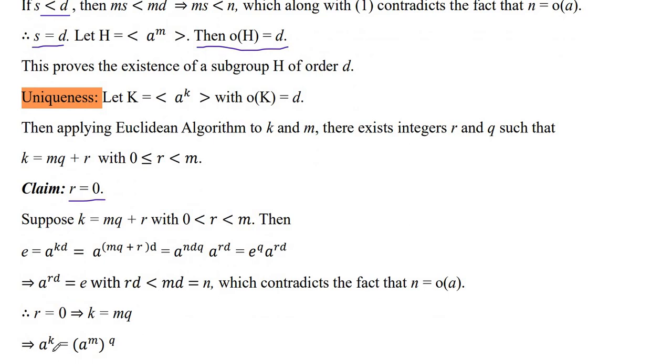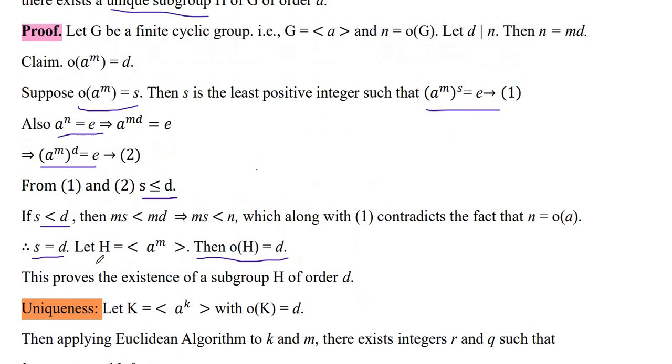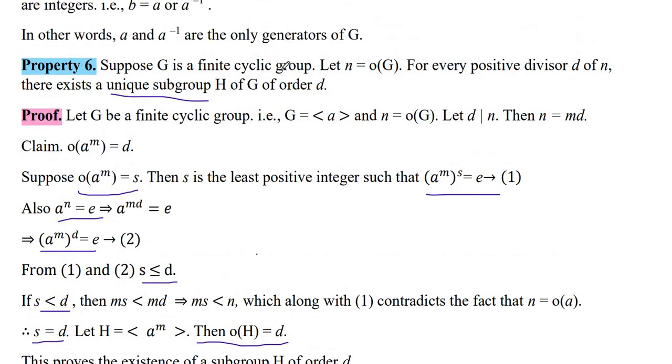So you have a^k to be (a^m)^q, which is nothing but a member of H. So every element of K is in H. Now both of them are of the same order, and one is contained in the other, and therefore they must be equal. So this proves the uniqueness. So we have shown that whenever G is a finite cyclic group and the order of G is n and d is a divisor of n, then G must have a unique subgroup of order d.